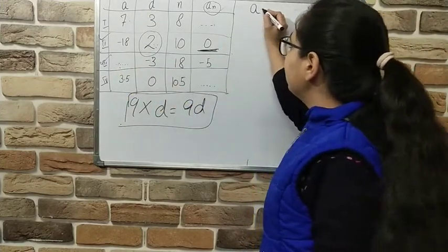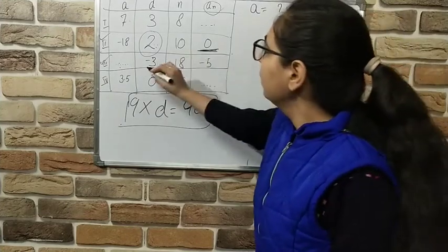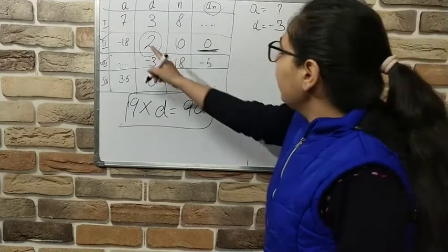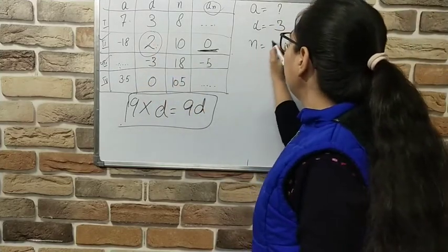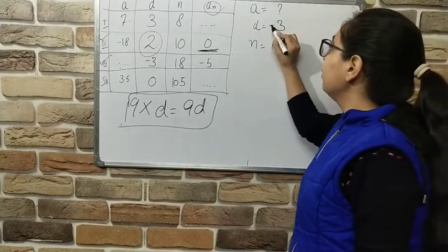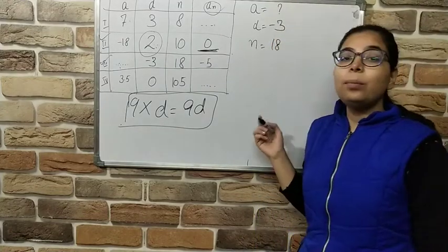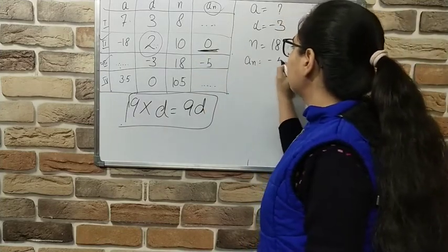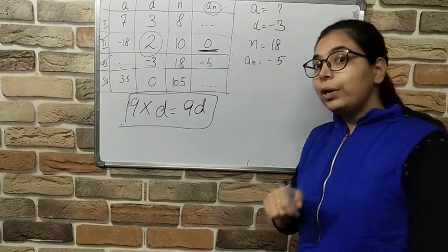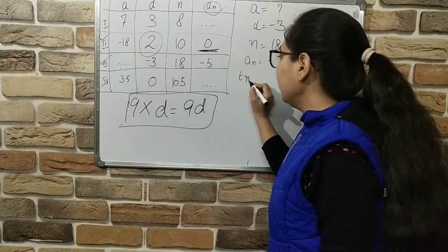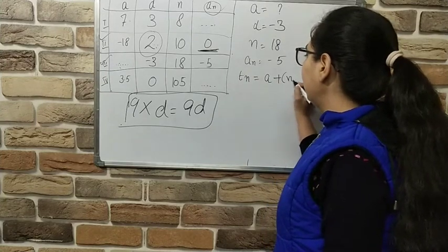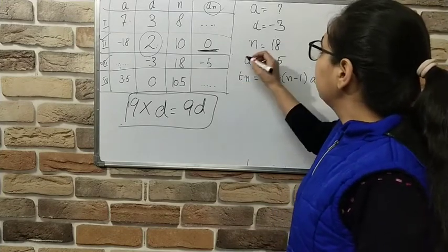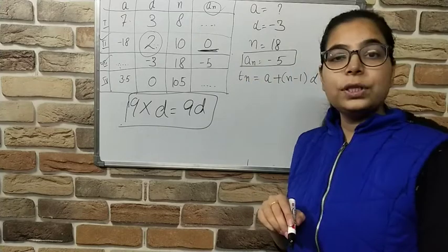Now A is missing, we don't have A. D is equal to minus 3. N is equal to 18. Remember the sign, guys. If you don't put the sign, then the problem will not be solved. N is equal to 18, and the nth term, which is equal to minus 5, is already given. Now the formula, as we know, is Tn equals A plus N minus 1 into D.